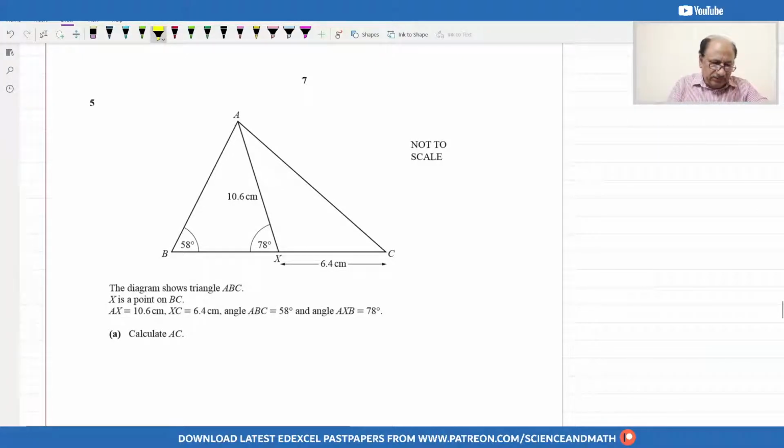So this is the diagram, which shows triangle ABC, and X is a point on BC. AX is given, XC is also given, angle ABC is 58, and angle AXB is 78. I will explain how you will solve this question, but you will be solving it later on. Calculate AC. How will we find AC?